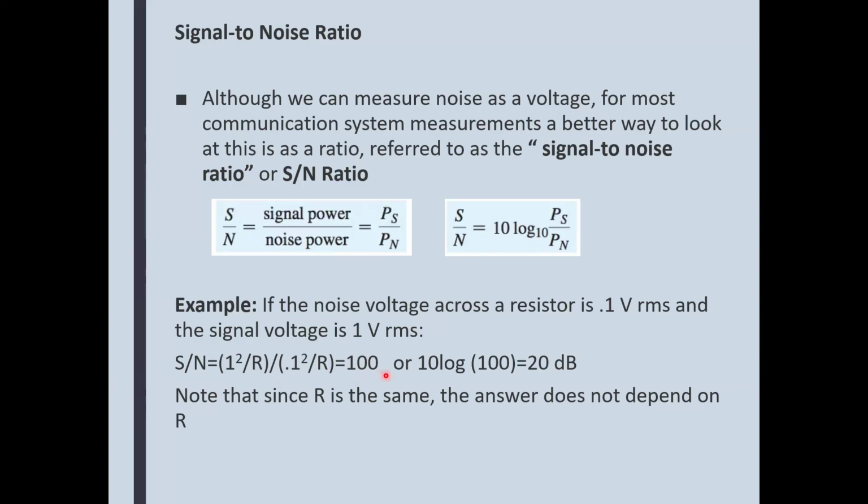And if you want to express that in dBs, or decibels, then you apply this formula here. The signal to noise ratio of 100 is equal to the signal to noise ratio of 20 dBs, decibels. Note that since resistance is the same, the answer does not depend on the resistance.